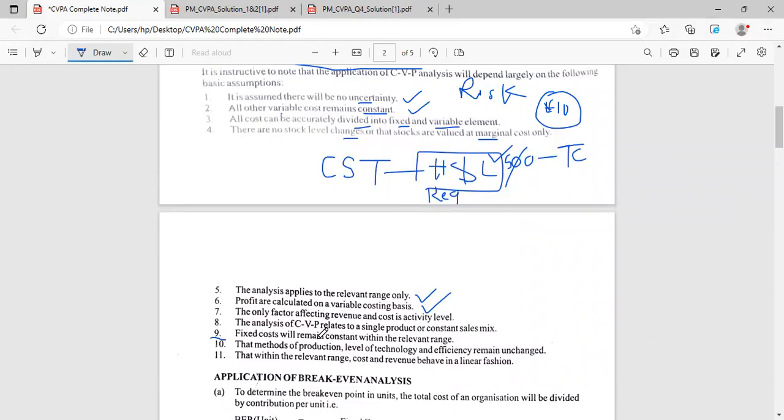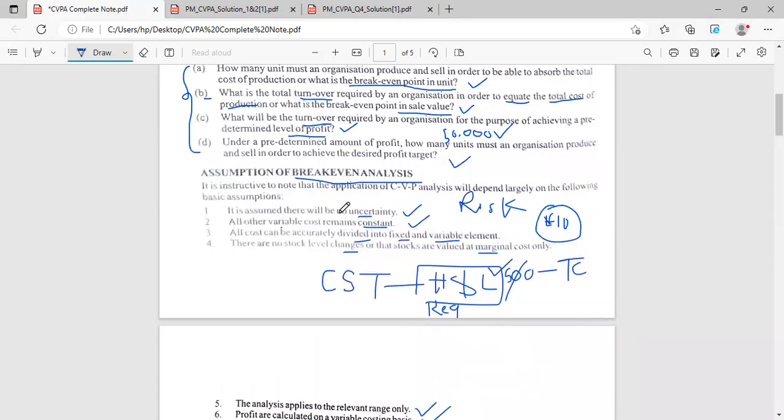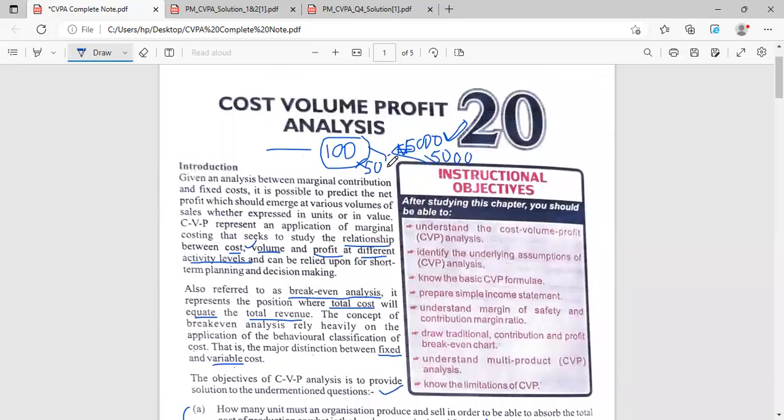Number nine: fixed cost will remain constant within the relevant range. We already know that. Fixed cost is always fixed within the relevant range of production, isn't it? So that explains what I was talking about: no uncertainty. So there's no risk. Are you getting me? There's nothing that I'm not sure of in the future. In as much as CVPA has told you that 15 naira is the selling price, we're going to use 15 naira. In as much as CVPA has told you that this is 100 naira, we're going to use 100 naira, except if the question changes the variables. That is when our answer here is also going to change. Are you getting the flow?